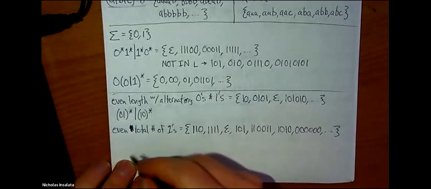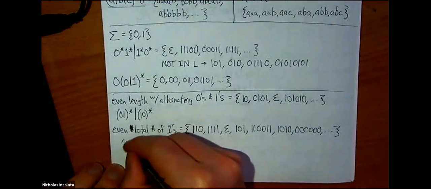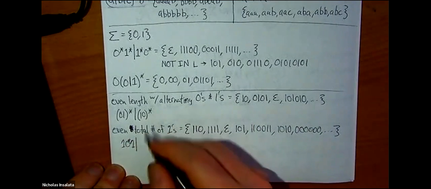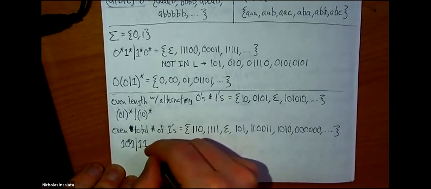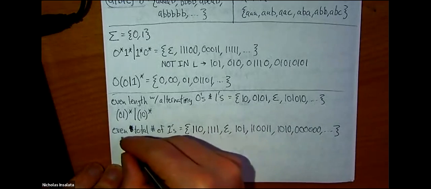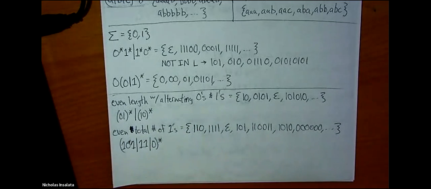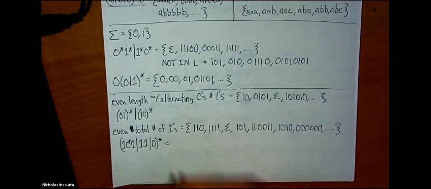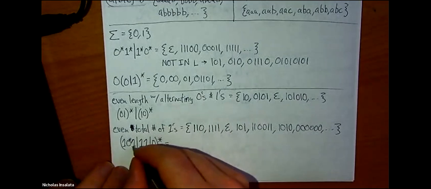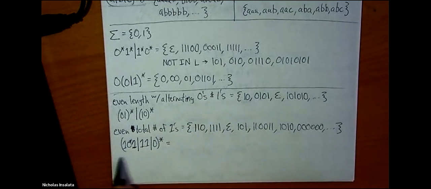So here's what we've got: 101, 10 star 1, or 11, or 0 quantity star. Okay, and that is right. But there's a shorter way of writing it. Can anyone see which part of it we could simplify a little bit, to make our regular expression a little bit shorter that still captures the same language?